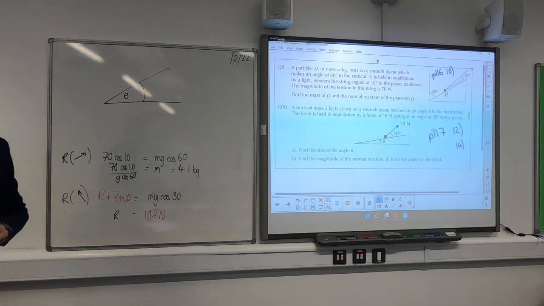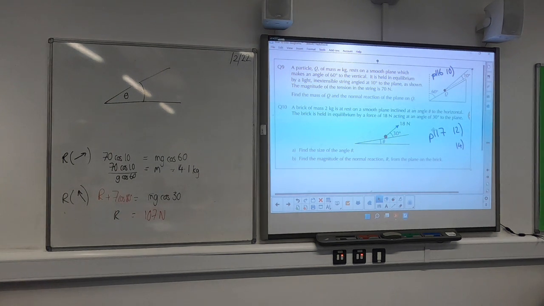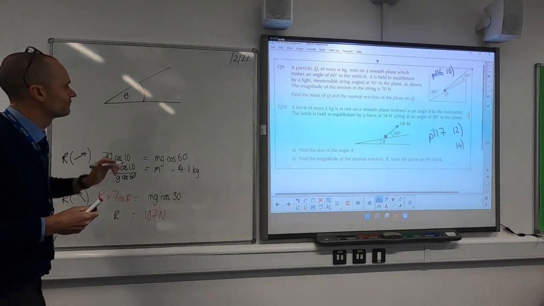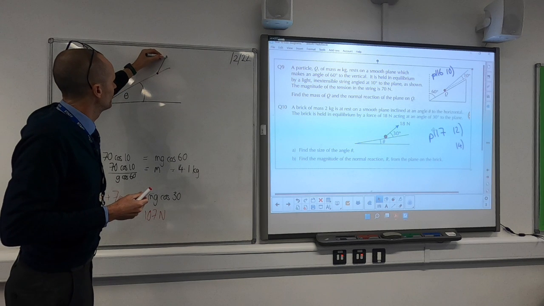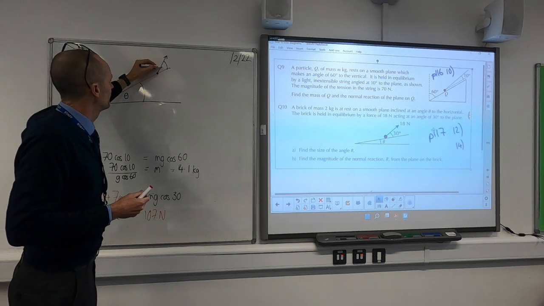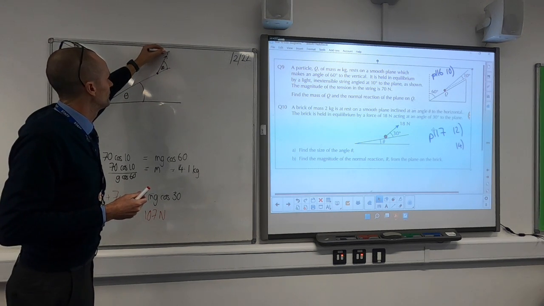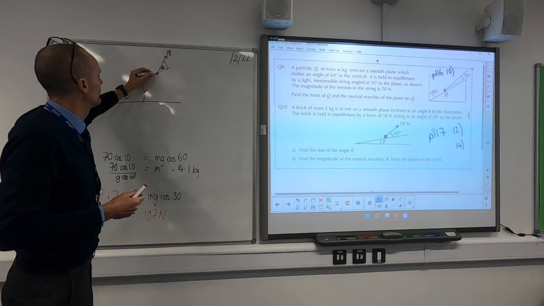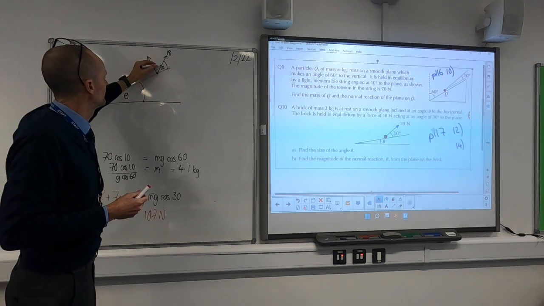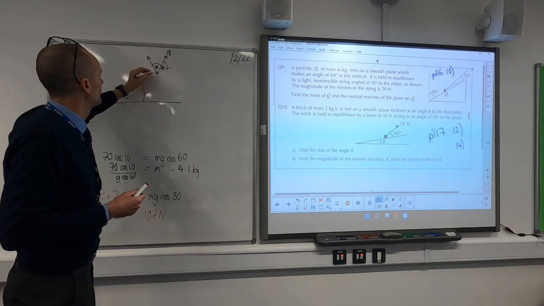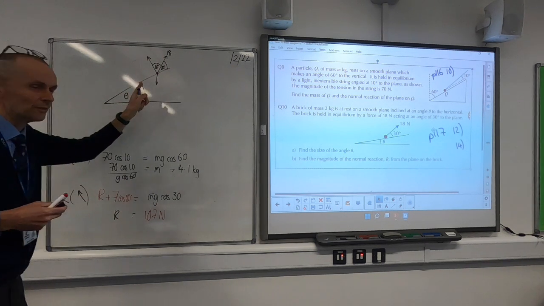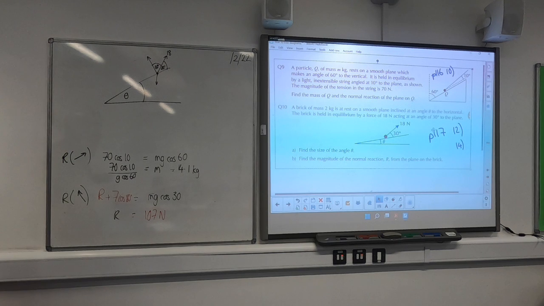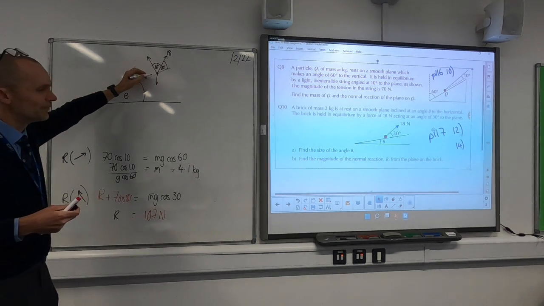Now my desire to use cos all the time is thrown a little bit by questions like question 10. There we go. So the reaction force is parallel to the slope, but the weight is always vertically down.